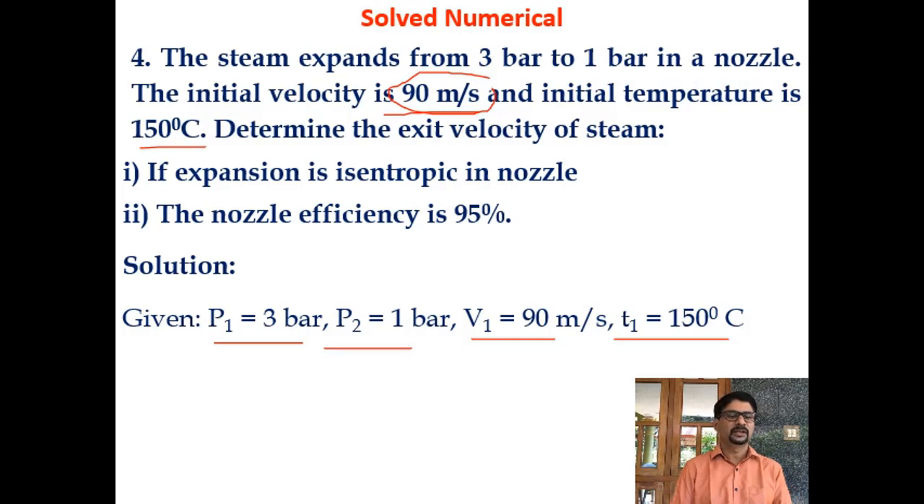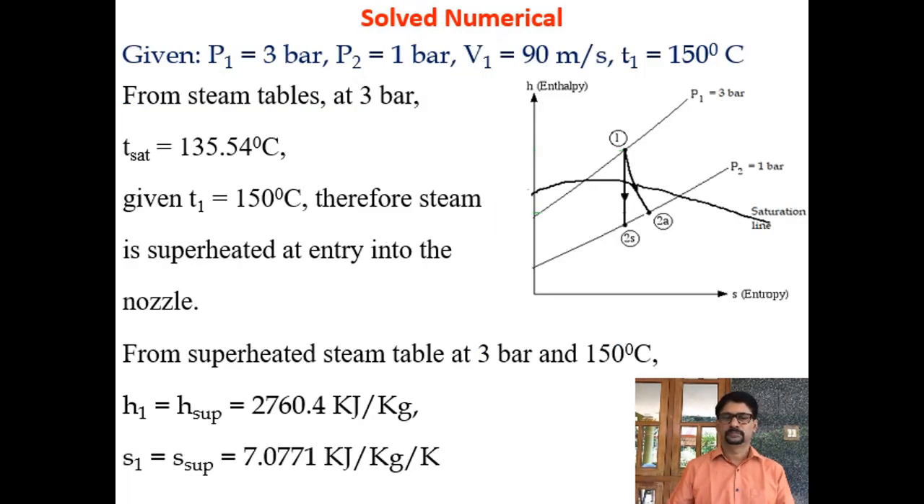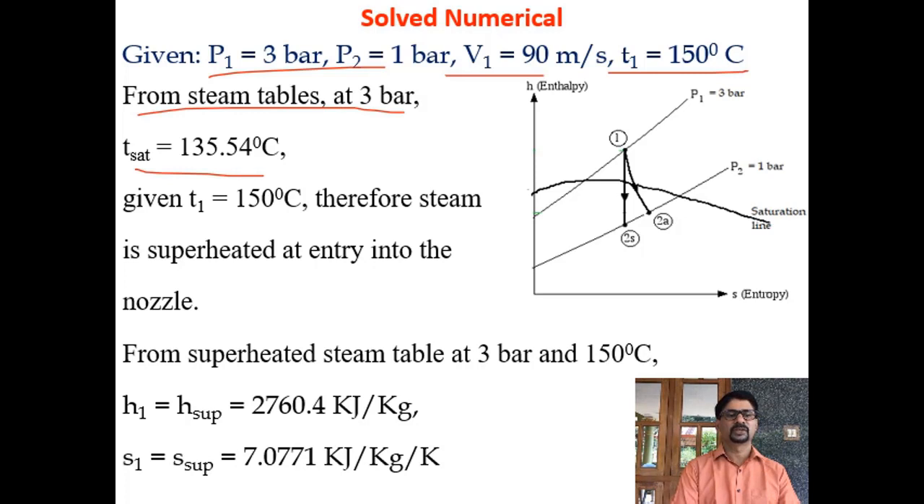So as I told earlier, let me explain how to solve this problem using the steam table. That will be better, because we already know how to solve using the Mollier chart. Now let us note down the given data once again. P1 is 3 bar, P2 is 1 bar, V1 is 90 meter per second, T1 is 150. So from steam tables, at 3 bar, T saturation is 135.54 degrees Celsius and given T1 is 150 degrees Celsius. Therefore, steam is superheated at entry into the nozzle. So this is how you have to find out the condition of the steam entering the nozzle.